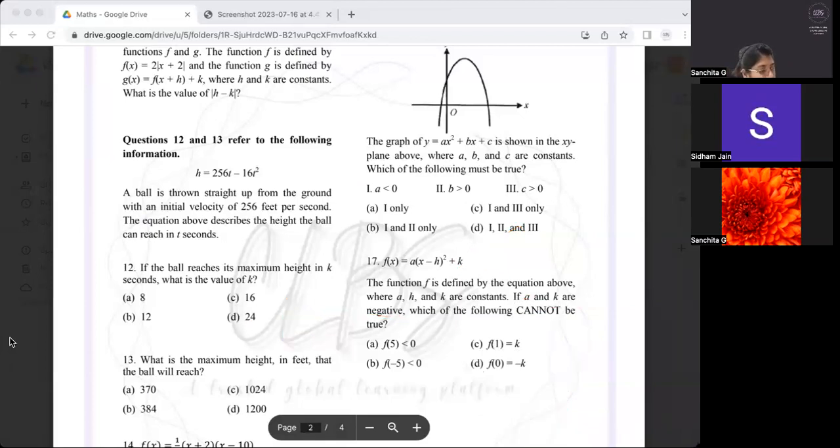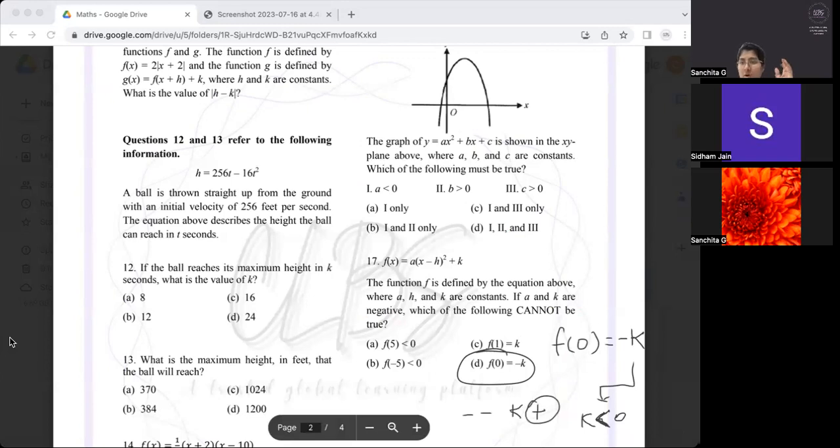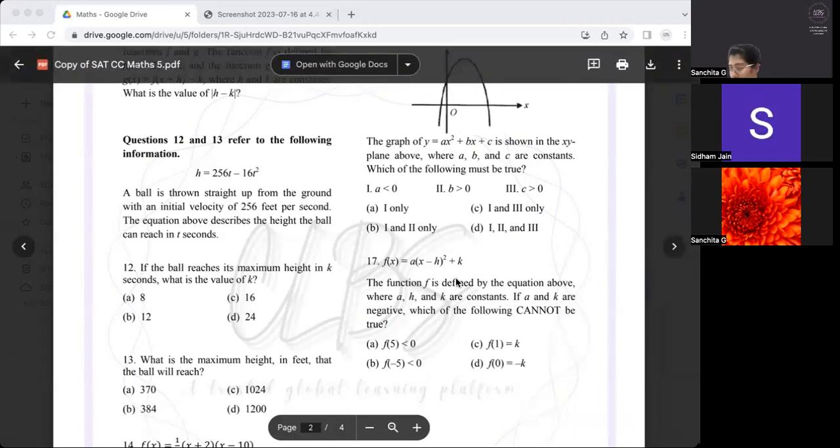See, over here I have f of 0 is equal to negative k. Now I know that k is negative, so negative negative will be positive. But I need my f of x to be negative. So that is why I need to eliminate. I mean, my answer has to be D. I need to eliminate A, B, C.